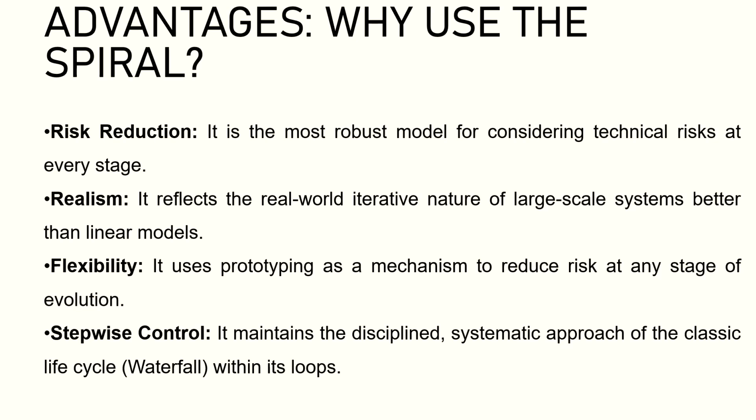Advantages of the spiral model. Why do we use this for large scale systems? The first reason is that it forces us to talk about risks. Most projects fail because of hidden technical risks or problems. So it is the most robust model for considering technical risk at the early stage, because you can see that risk assessment is a part of the planning and considered in every circuit of the spiral.